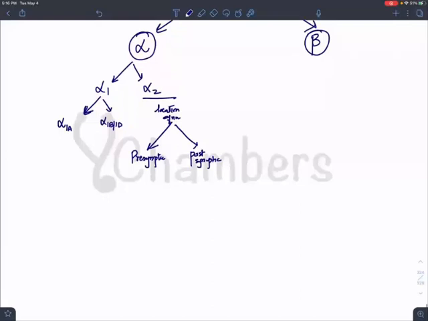Beta receptors broadly are beta 1, beta 2, and beta 3.